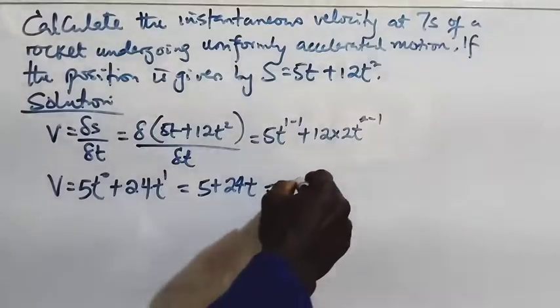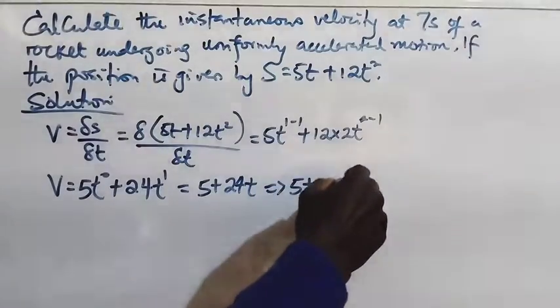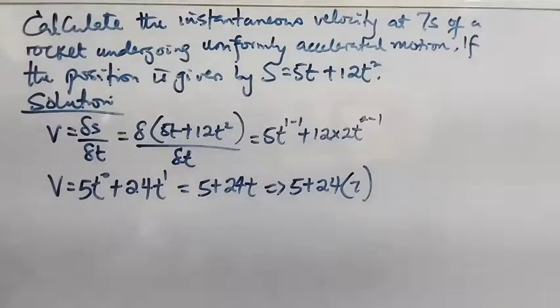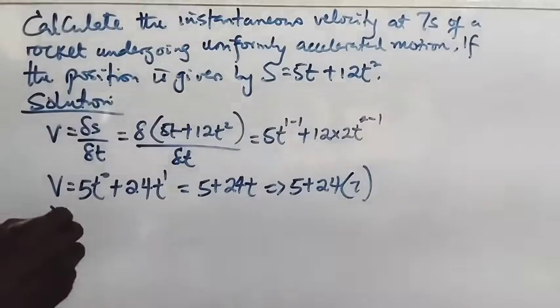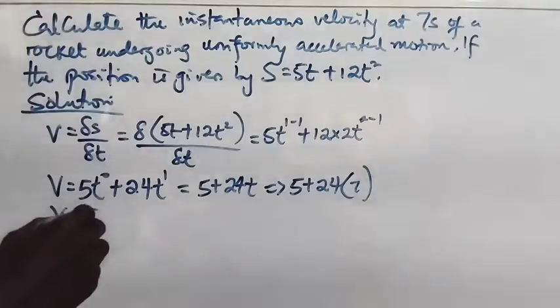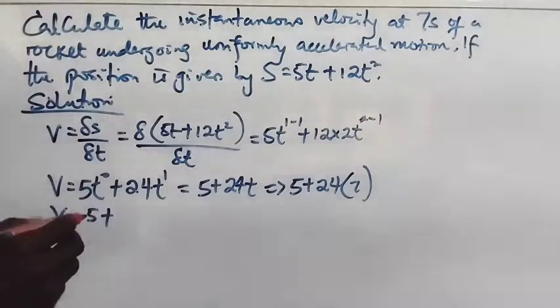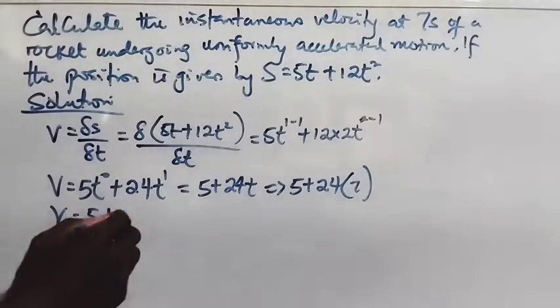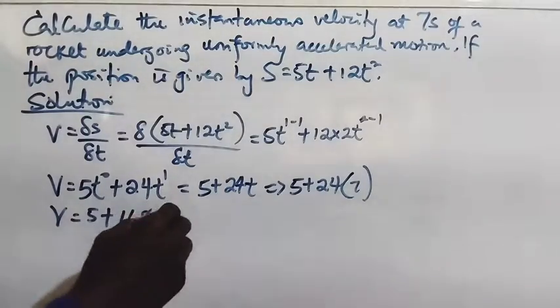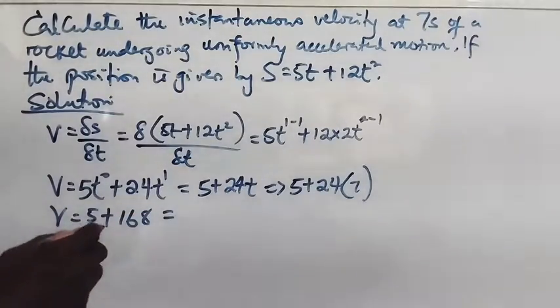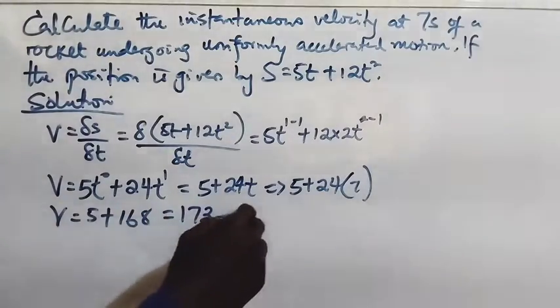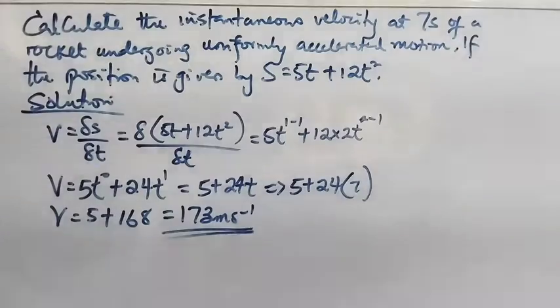Now let us input the value of t in this equation. Here we have 5 plus 24 times 7. So v equals 5 plus 24 times 7, which is 168. Then 5 plus 168 gives us 173 meters per second. This is the answer.